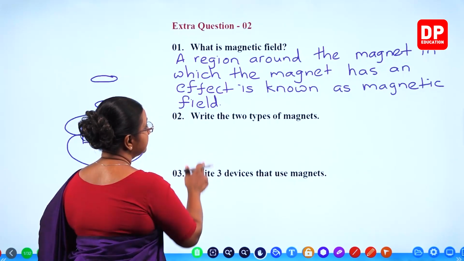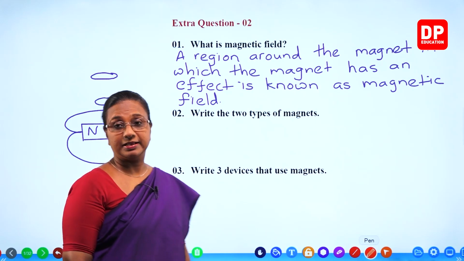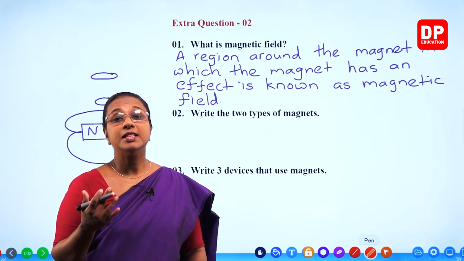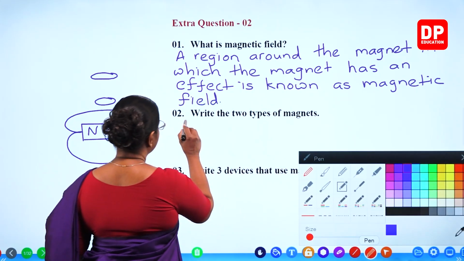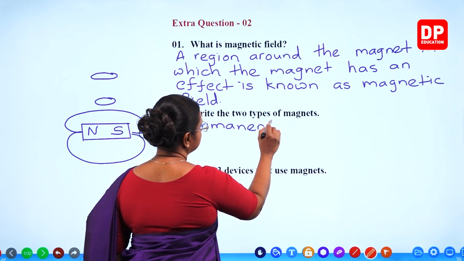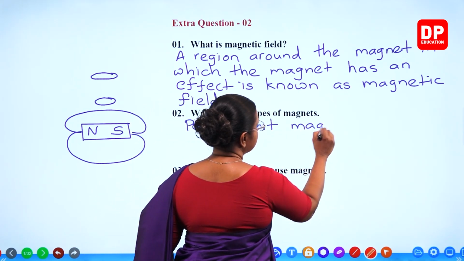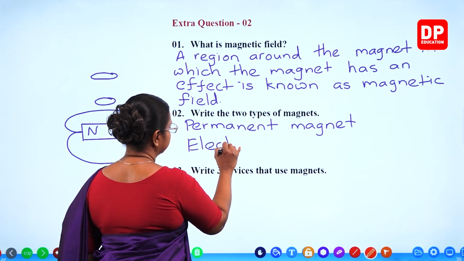Then, the second part of the question, write the two types of magnets. I mentioned this to you all: the permanent magnets and the electromagnets. Permanent magnet, electromagnet.